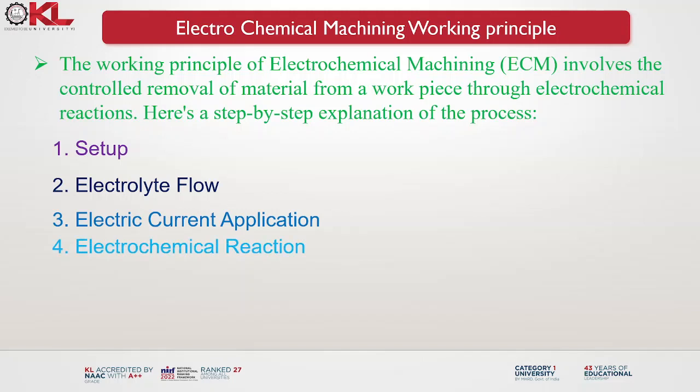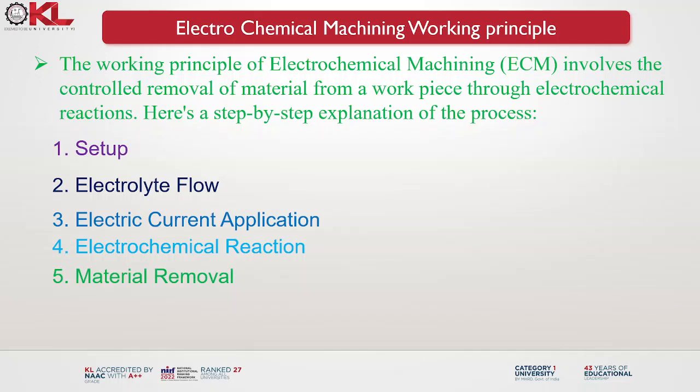Electrochemical reaction. As the current flows, electrochemical reactions take place at the surface of the workpiece. The electrolyte provides a conductive path for the ions to move between the cathode and the anode. The workpiece material undergoes anodic dissolution where metal ions are released into the electrolyte.